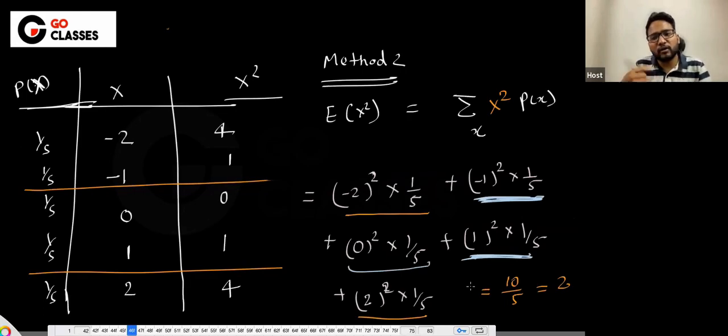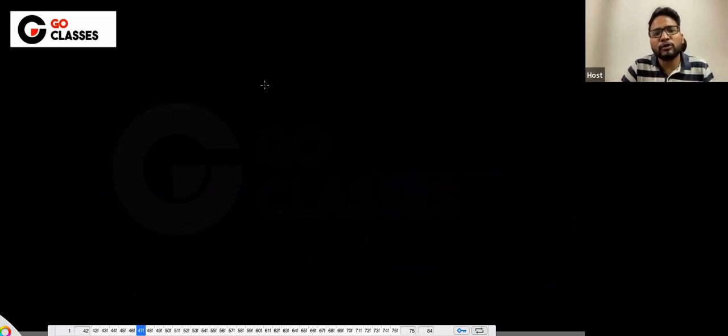So to find the expectation of any function, we will not worry about finding the PMF of that function. That could be a lot of tension. We would have to see that x equal to 4, x square equal to 4, whatever the function is.